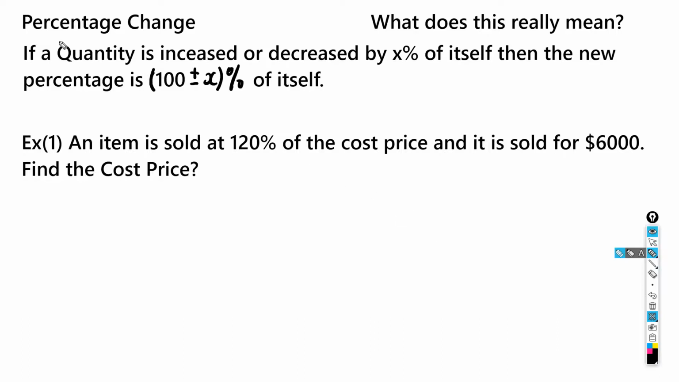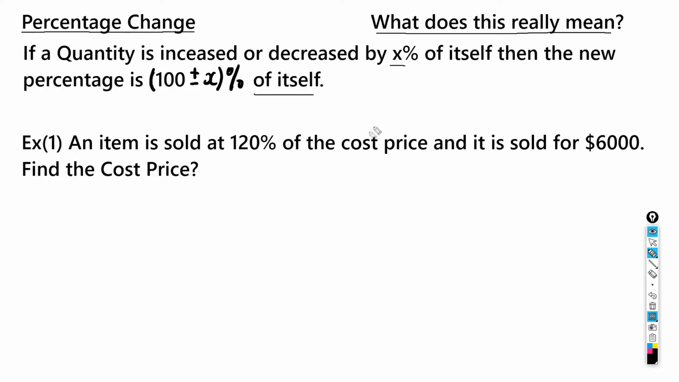It says here we're going to be looking at percentage change. And let's look at this. It says if a quantity is increased or decreased by X percent of itself, then the new percentage is 100 plus or minus X percent of itself. So what does this really mean? It sounds kind of weird, doesn't it? But the best way to do it is just look at an example right away.